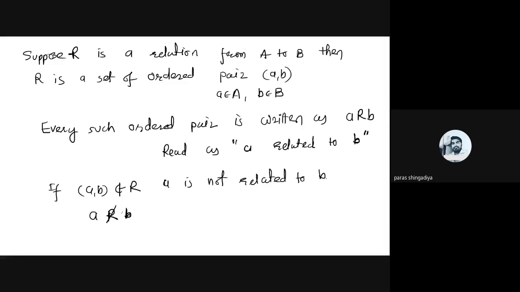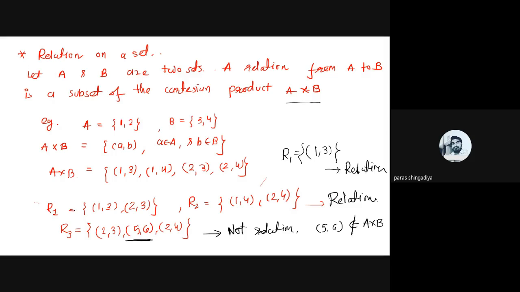Okay, let's consider one example of the not related form. Here, (1, 3) belongs to R, so we can say 1 R 3. (2, 3) belongs to R, so we can say 2 R 3. (1, 4) belongs to R, so 1 R 4. And (2, 4) belongs to R, so 2 R 4.